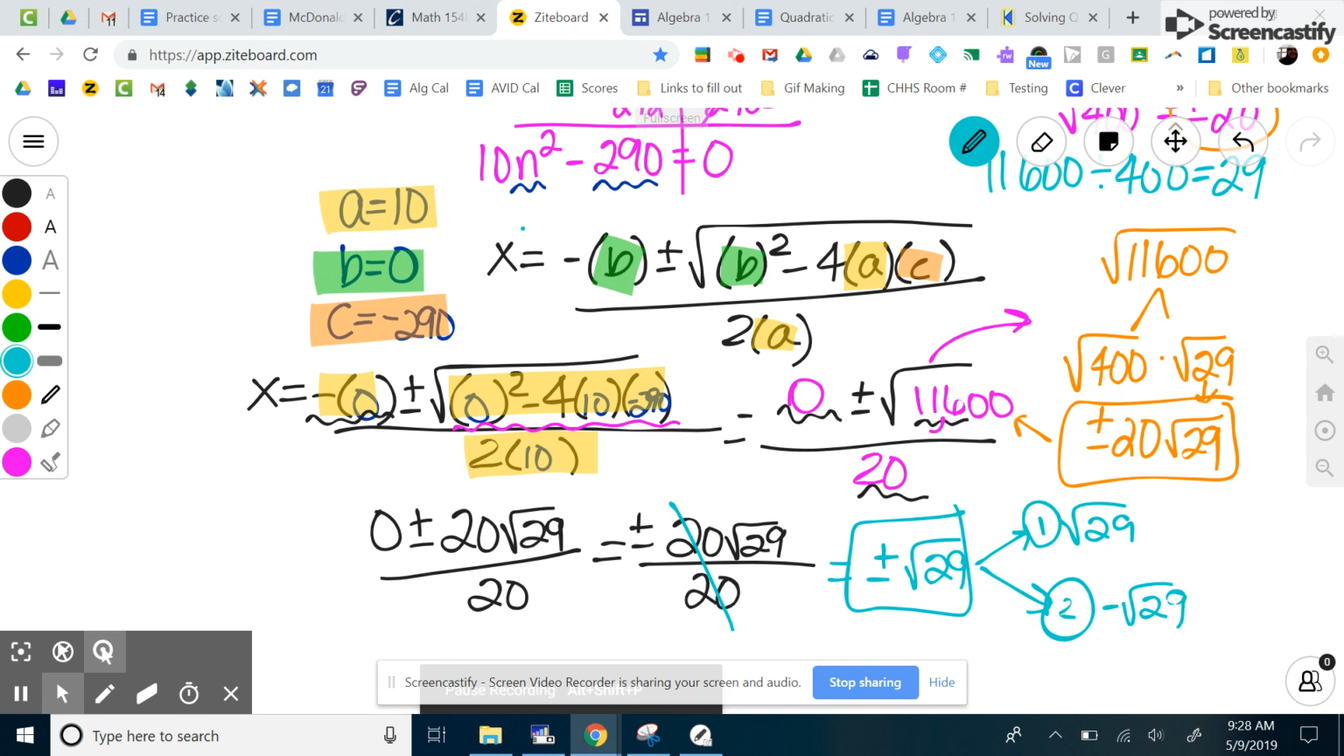So in this case, it would have been so much easier. We would have gotten much smaller numbers if we would have just taken the square root at the beginning instead of doing the quadratic formula.